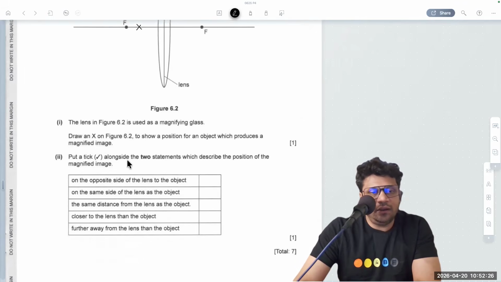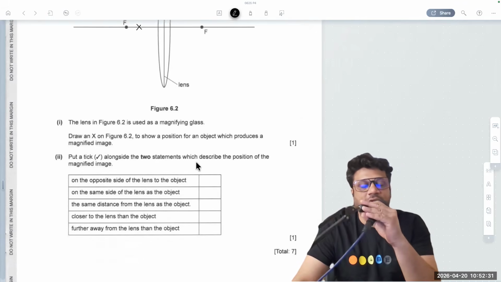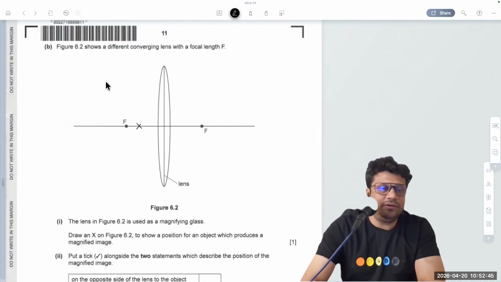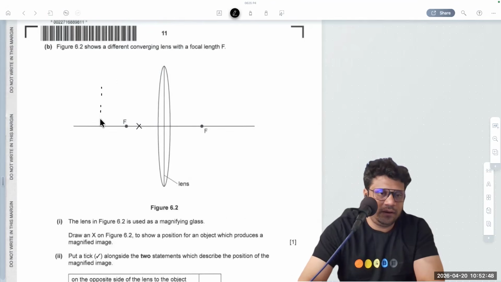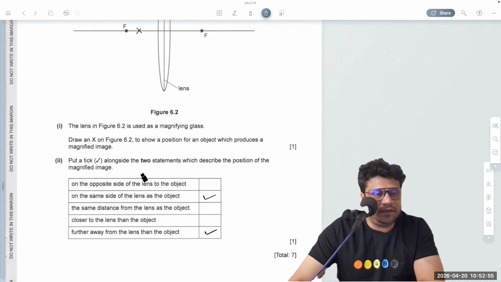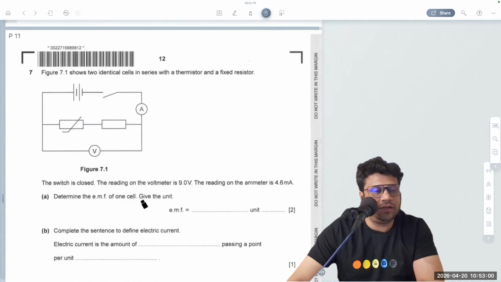And put a tick alongside the two statements which describe the position of the magnified image. On the opposite side, no. On the same side, yes. The same distance from the lens, no. Closer to the lens, no. Further away from the lens, yes. That's correct. So the image is usually formed somewhere here. Further away from the lens and magnified. Okay, so that is what it is supposed to be. On the same side of the lens and further away.